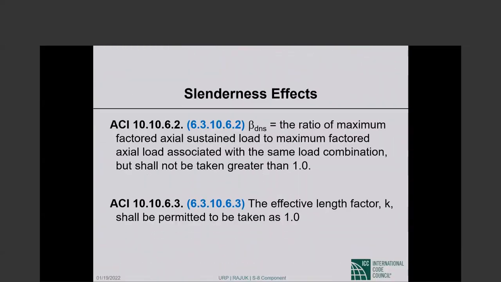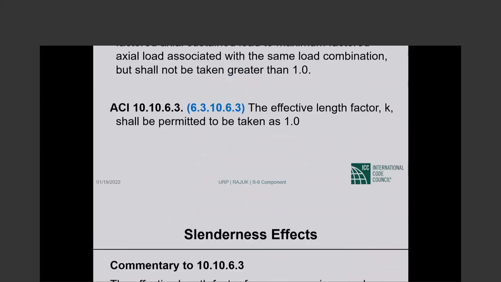What I just said, I take that back. Here it is not sustained lateral loads, it's any sustained load. Okay. So here you have to deal with beta sub s. The ratio of maximum factored axial sustained load to maximum factored axial load associated with the same load combination. Yeah. Without numbers, I cannot really explain any further, but I think that is understandable. The thing I shouldn't have done, this is not under sustained lateral load. This is sustained load, sustained axial load.